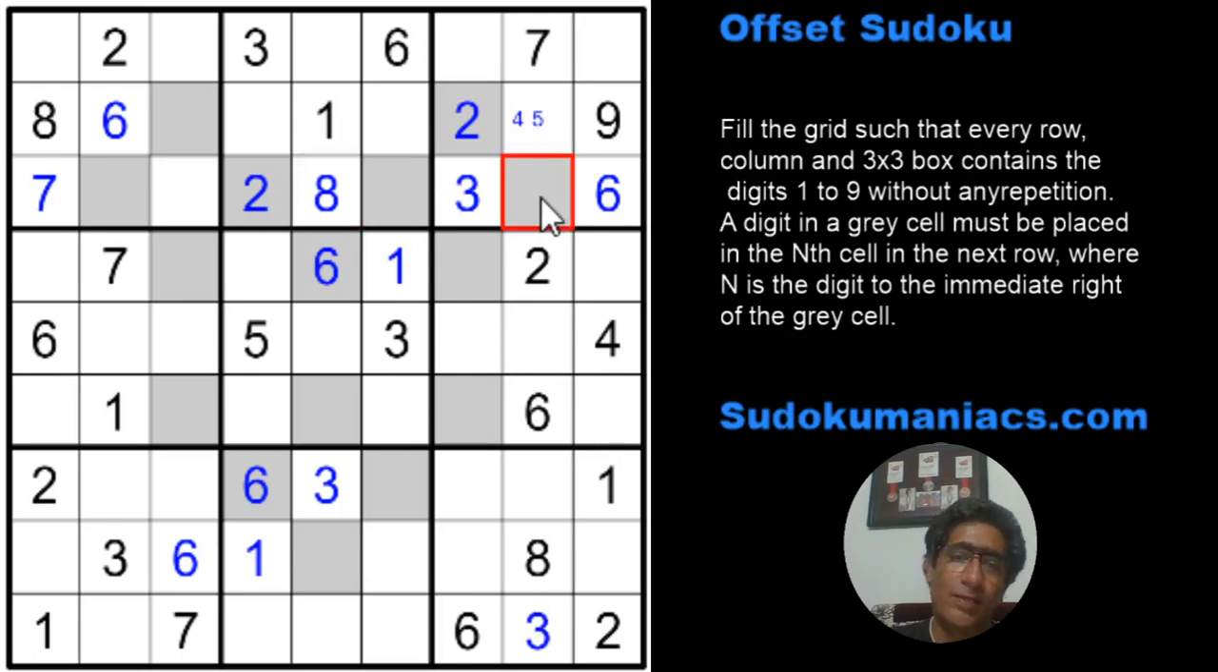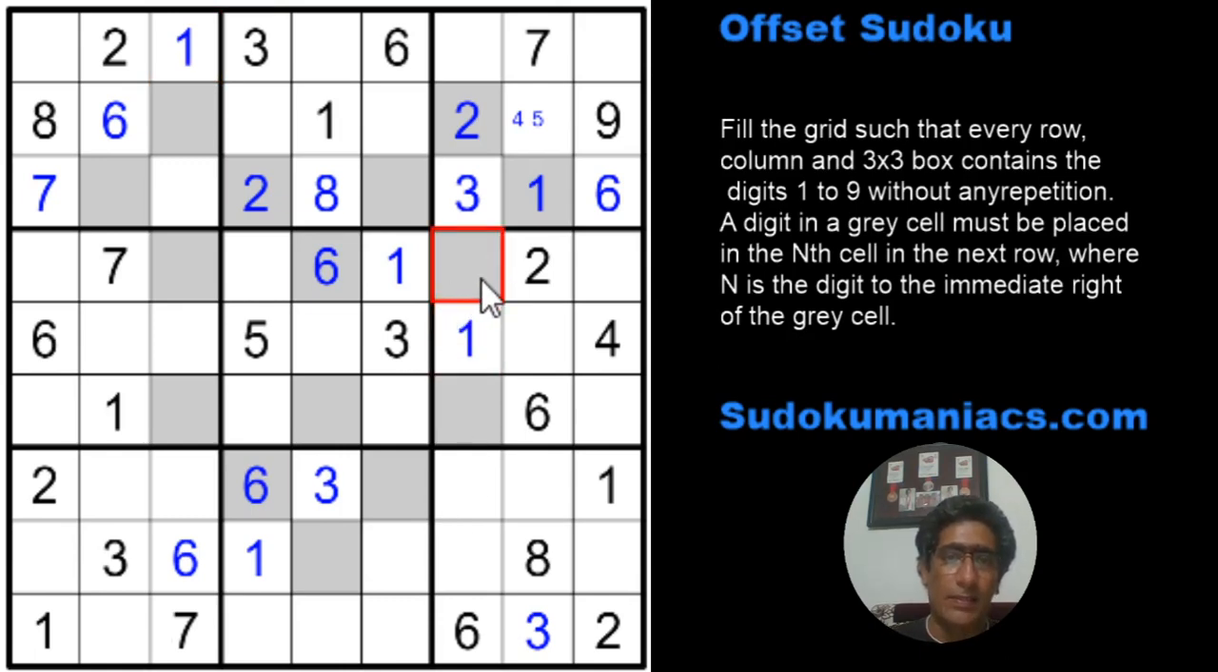Oh yes, how obvious. This gray cell, this digit has to be in the 6th cell of the next row, which is, we already have a 1 here, right? So this becomes a 1. With this 1 and the classic rules, I get a 1 here. And this becomes my 1.